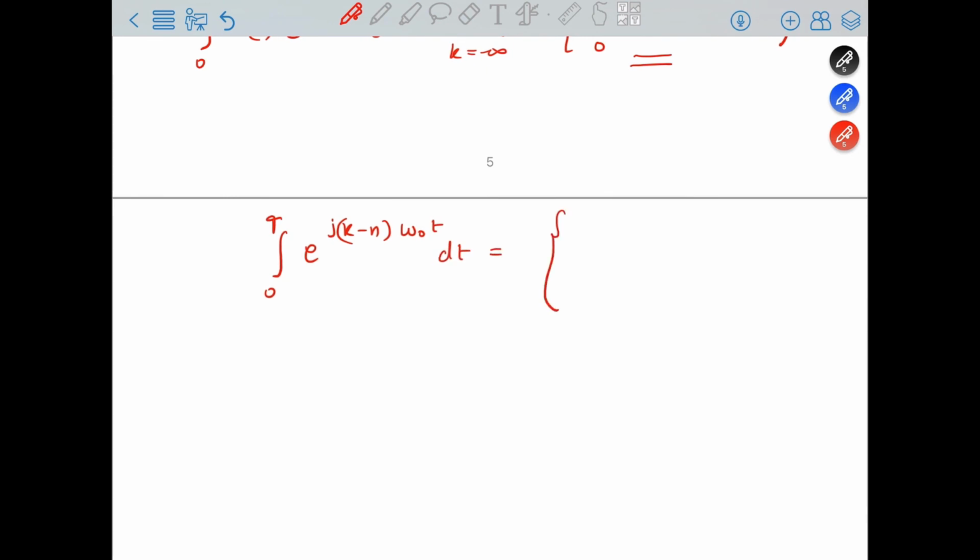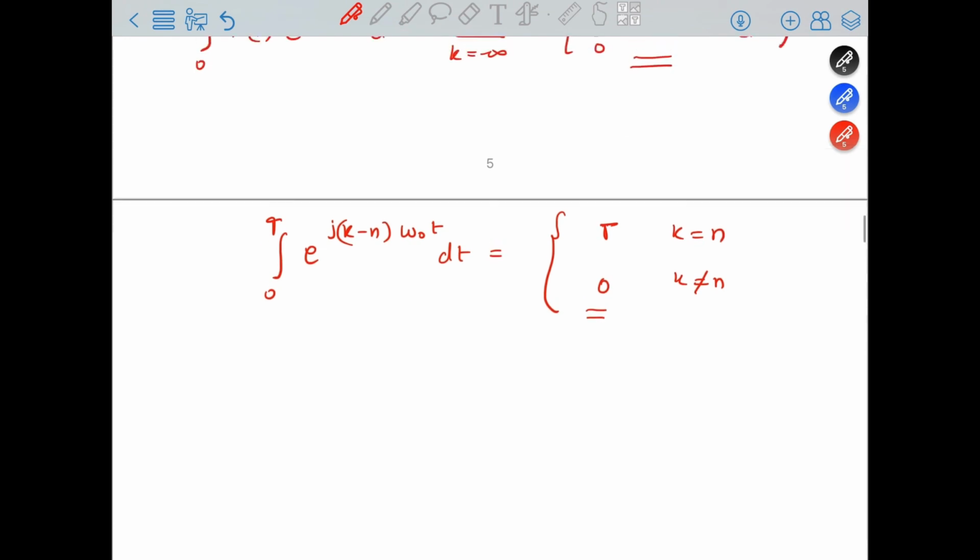And if we put k equals n, then what do we get? We get a value of T. So it will be T for k equals n, and it will be 0 for k not equal to n. To show it is 0, we can expand it in Euler's form as cos((k-n)ω₀t) and sine of that function, and if we integrate sine and cosine over their period, the result is 0. So that satisfies the condition that when k is not equal to n, it is the integration of sine and cosine over its period, which gives a 0 value.